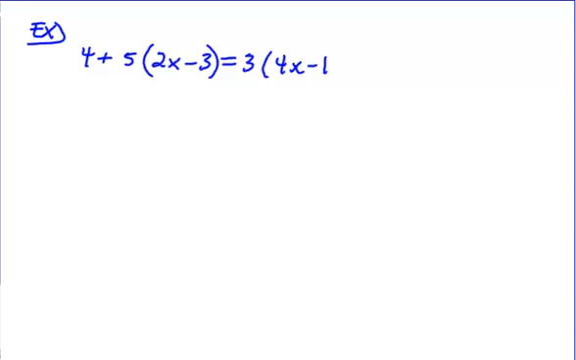Okay, here we go. I'm going to do this one. Yes, I'm still going to do this one. Okay, example. This is from the text. Four plus 5 times 2x minus 3 equals 3 times 4x minus 1. And you know what? Don't cheat and look in your book, but I want you guys to start trying to work this thing out.